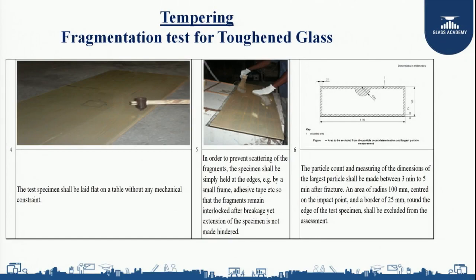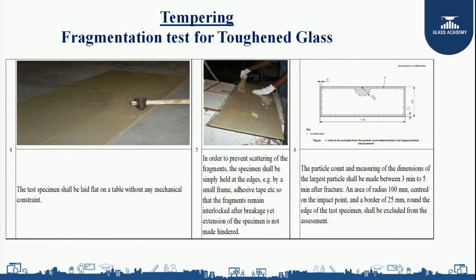Next step: once the setup, glass and tools are ready, we will start the execution of the test. The test specimen shall be laid flat on the table without any mechanical constraint. In order to prevent the scattering of the fragments, the specimen shall be simply held at the edges by a small frame or adhesive tape, so that the fragments remain interlocked after breakage, yet expansion of the specimen is not hindered. You can see in the figure that we are applying an adhesive tape so that there is no scattering of the fragments.